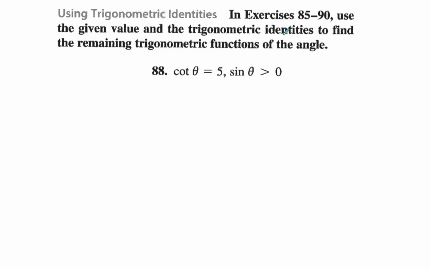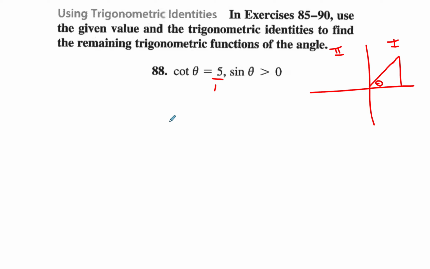Use the given value in the trig identities to find the remaining values of the angle. So cotangent is equal to 5, and sine is greater than 0. So that means we're in either quadrant 1 or quadrant 2. And the cotangent's got to be 5, so we had to be in quadrant 1. The reason is that, remember, cotangent is cosine over sine, right? That would mean you'd have to have both of these positive or both of these negative. Now, by the way, 5 is the same as 5 over 1.